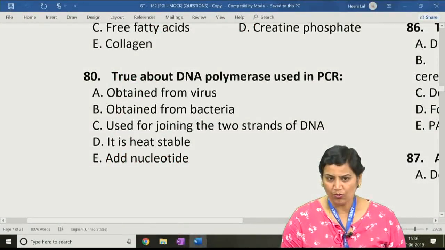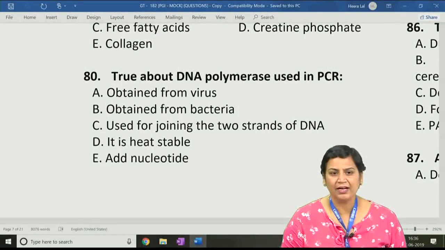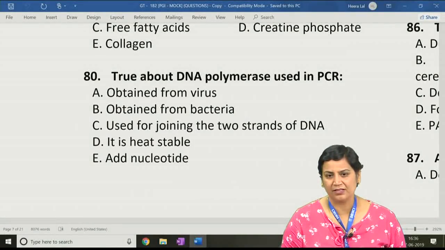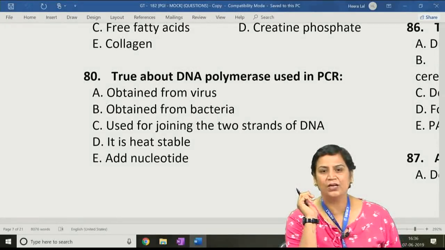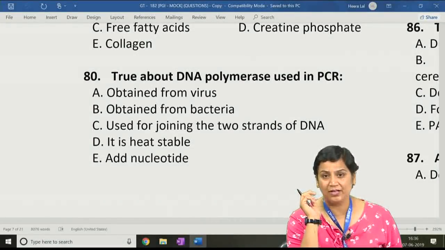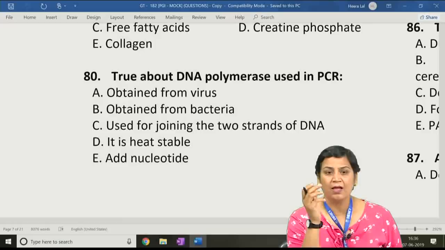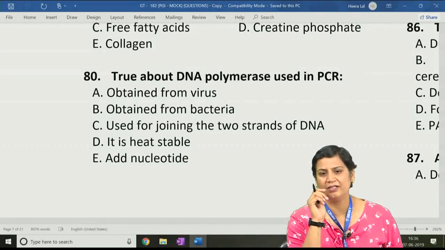Obtained from virus? No. Obtained from bacteria? Yes. Used for joining the 2 strands of DNA? It is heat stable and it adds nucleotides. So it cannot be obtained from virus. And the most important DNA polymerase which is nowadays used is synthesized from Thermus aquaticus. So the answer to this question would be true is obtained from bacteria. It is heat stable and it is adding the nucleotides.